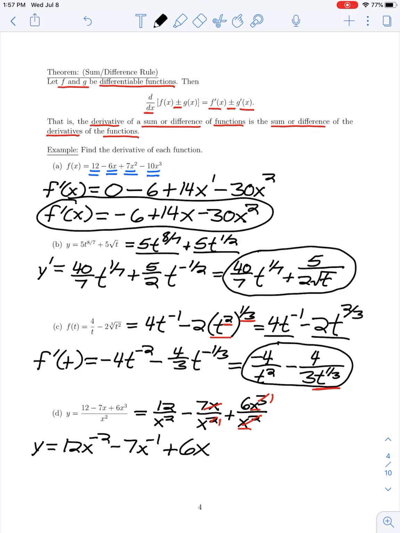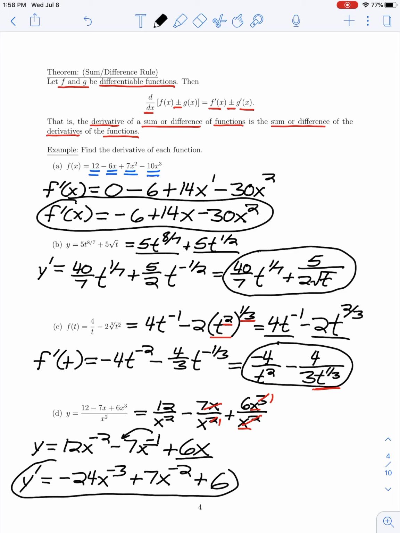So using the sum difference rule, our derivative y prime would be given by negative 24 x to the negative third, plus, so when I bring down this power of negative 1 and multiply by the negative 7, I get a positive 7 times x to the negative 2, then plus the derivative of this linear term on the end, 6x, is just the slope of that line, which is 6.